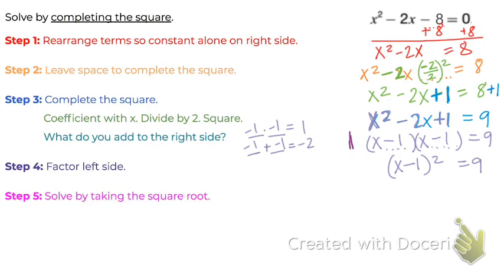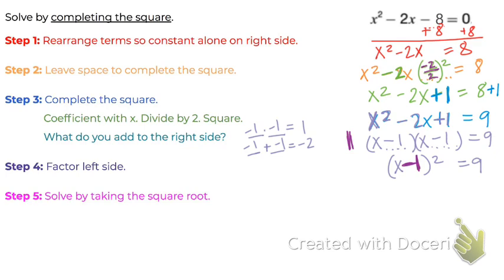Instead of factoring like I did here, the number inside of the parentheses, this -1, is always going to be what you get when you took that middle number and divided by 2. So -2 divided by 2 is -1. And that's what's inside the parentheses.